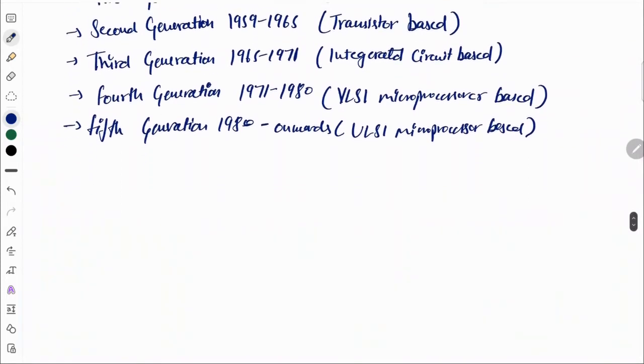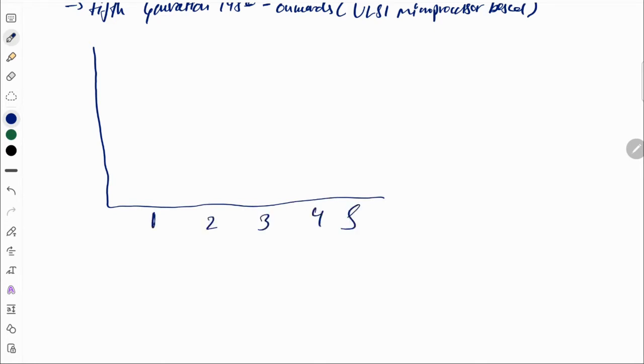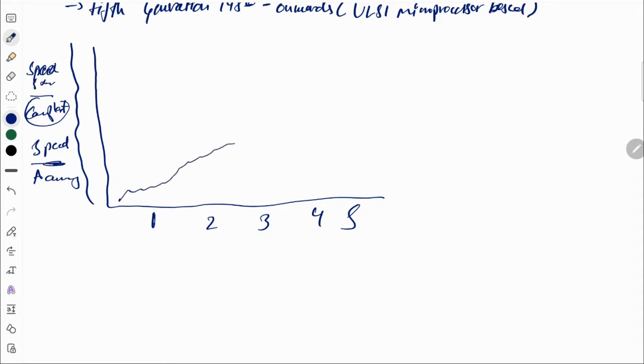Why are these generations there? It's like a graph. Let us make a graph. First generation, second, third, fourth, and fifth. This is the accuracy, speed, complexity, problem complexities, speed, and then space, storage. This graph is like this.